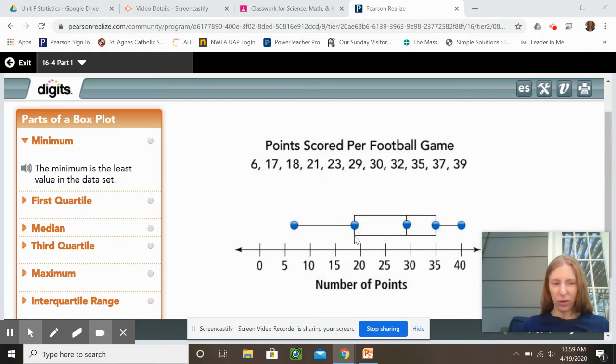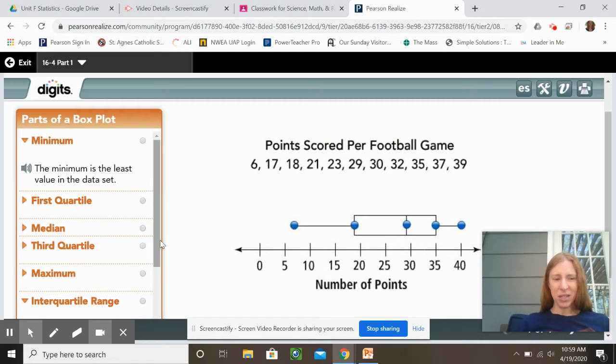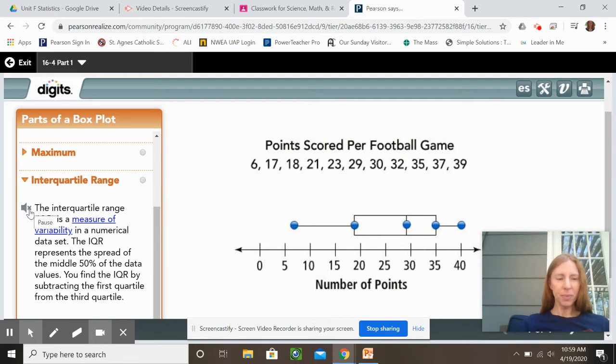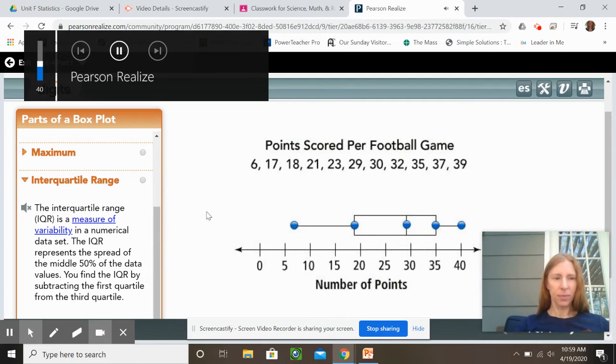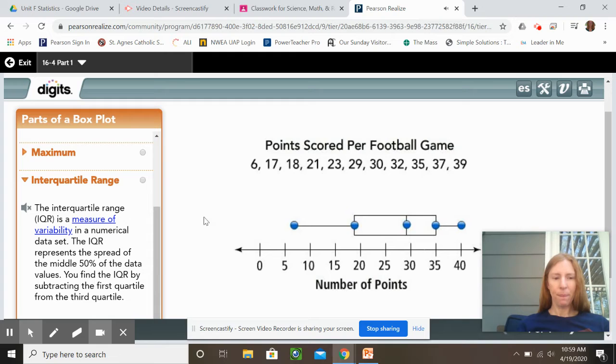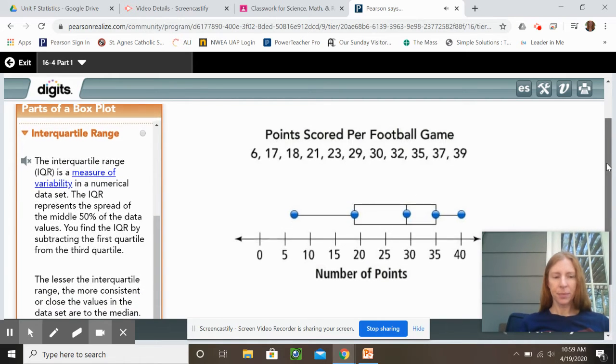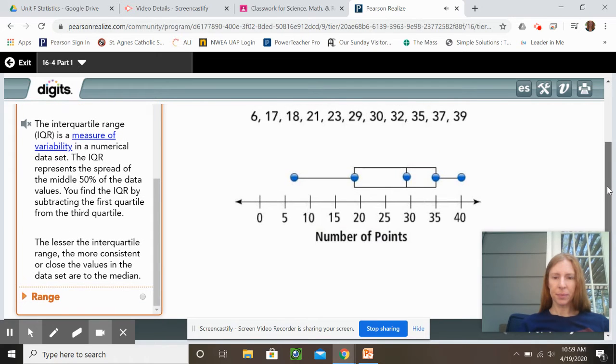So we're going to look carefully to see actually how we would find the interquartile range. It's on this left side area, and I'm just going to share with you the definition. The interquartile range, or IQR, is a measure of variability in a numerical data set. The IQR represents the spread of the middle 50% of the data values. You find the IQR by subtracting the first quartile from the third quartile. The lesser the interquartile range, the more consistent or close the values in the data set are to the median.